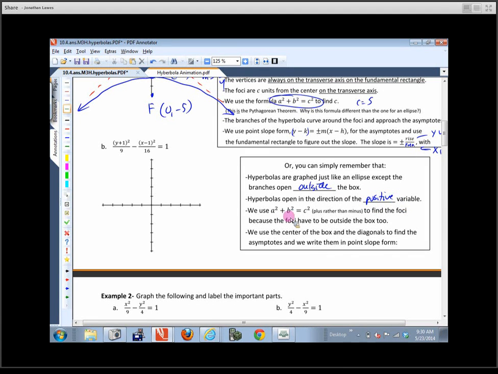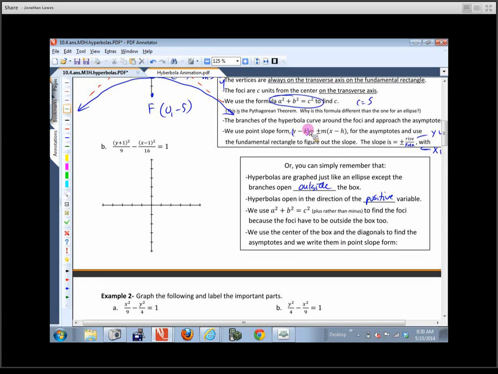It's the same formula we used before, only we're going to add the a squared and the b squared together to figure out what c is. Because we got to add them together so they'll be outside the box, because the branch is open outside. Okay, and you can use the center of the box and the diagonals to find the asymptotes and write them in point slope form. Okay, and this is what I was talking about up here.